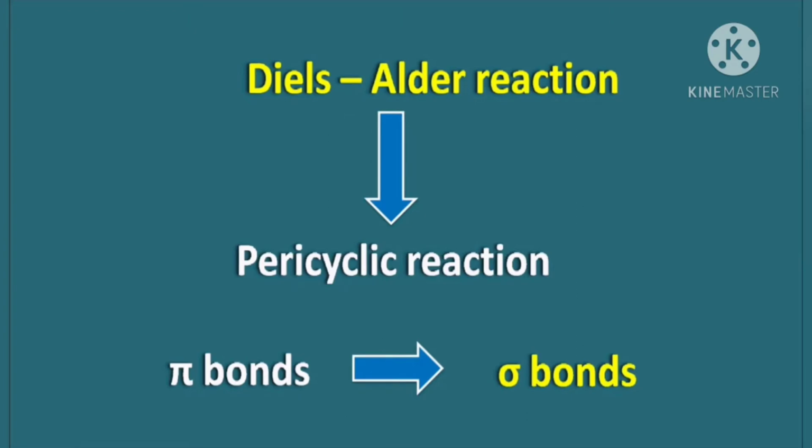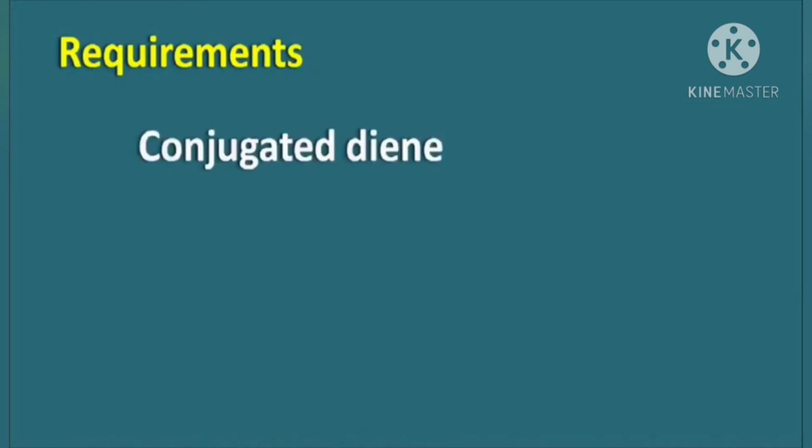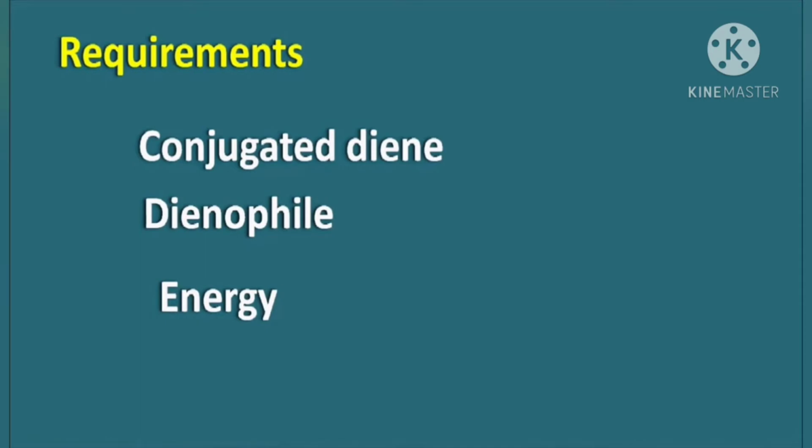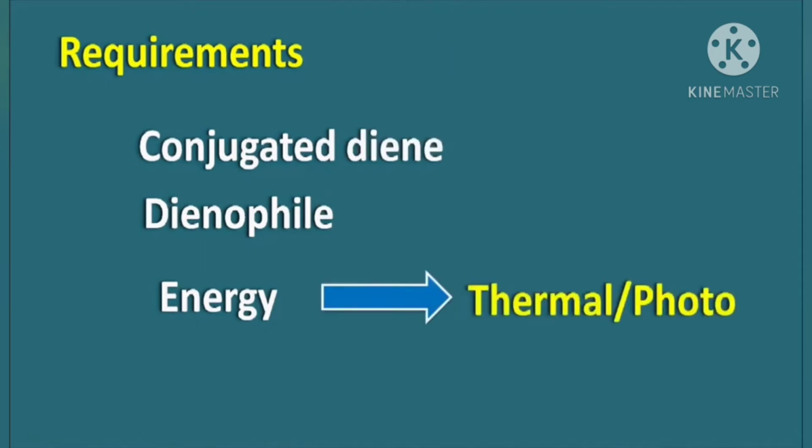So the Diels Alder reaction is one type of pericyclic reaction, and today in this video we are going to see how the reaction takes place and how the product is going to be formed. Requirement: this reaction is going to take place in a conjugated diene. At first, for this reaction you need a conjugated diene, which has conjugated double bonds, and a dienophile. Dienophile is a compound which can attack the diene. Apart from this, we have to supply the energy. We can supply thermal energy or photo energy. And now the reaction takes place and the cycloaddition product is going to be produced.